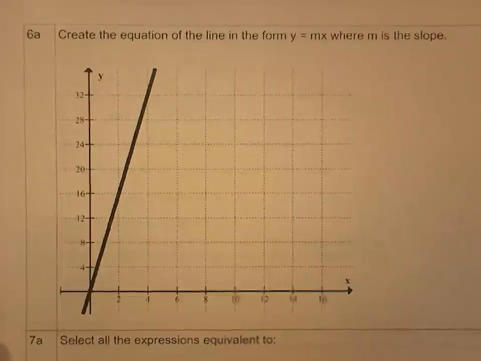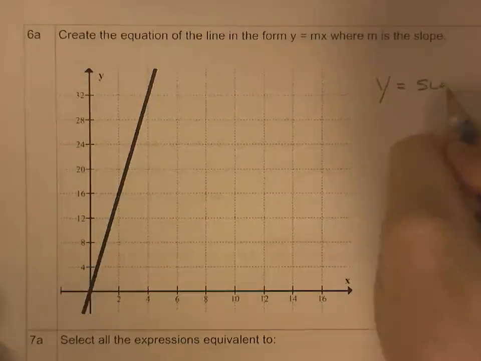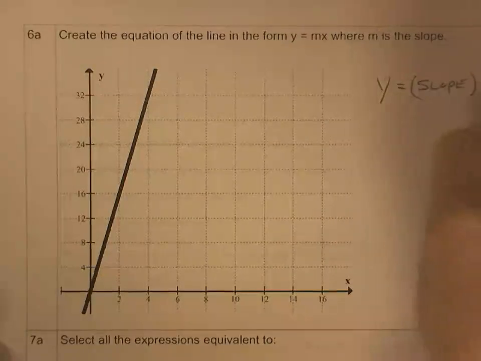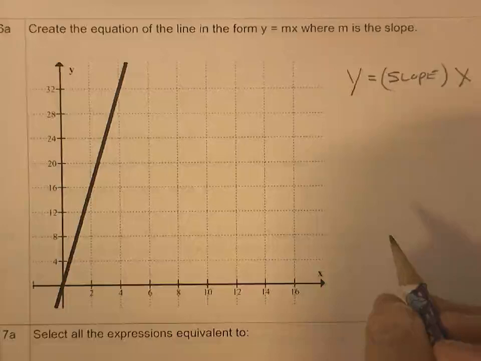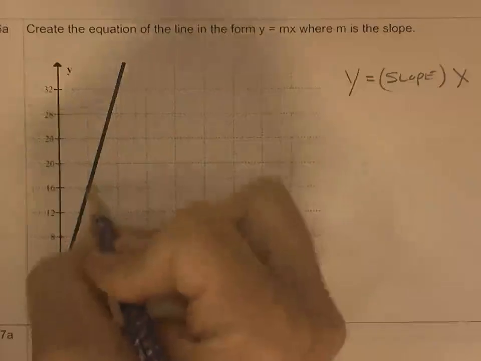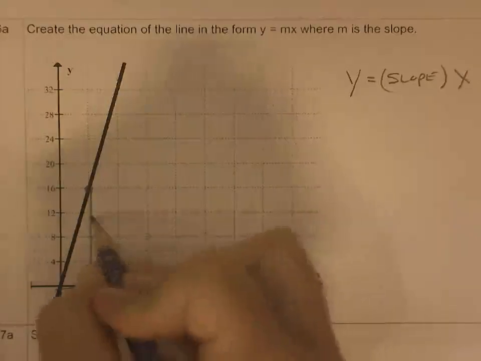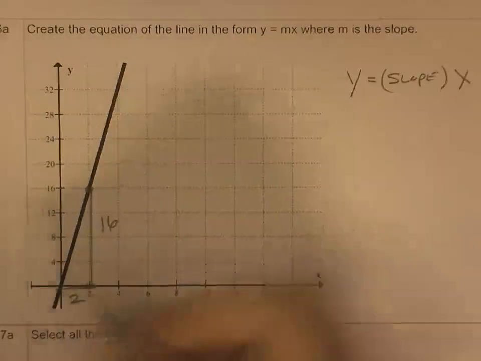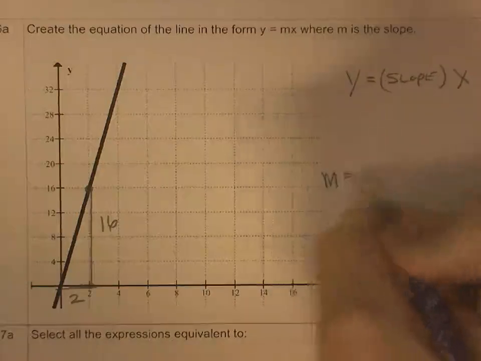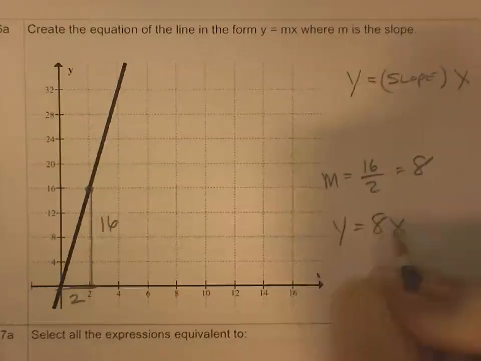We're on to number 6. Create the equation in the form y equals mx. So this is y equals slope x, because I know m is slope. So I just need to find the slope of this line. Let's find a good point. Here it is. This has a rise of 4, 8, 12, 16, a run of 2. So my slope equals 16 over 2, which equals 8. So this is y equals 8x. There's our answer.